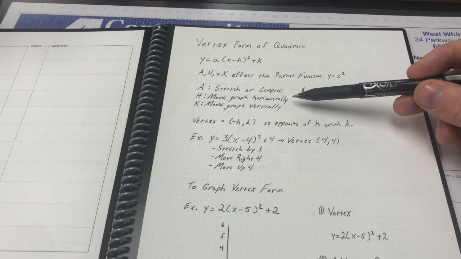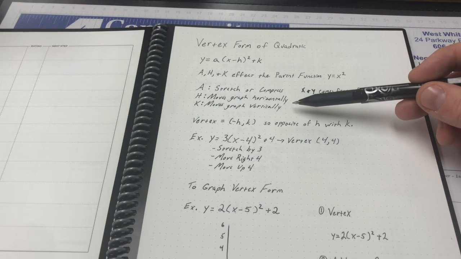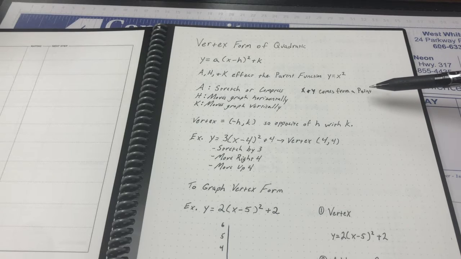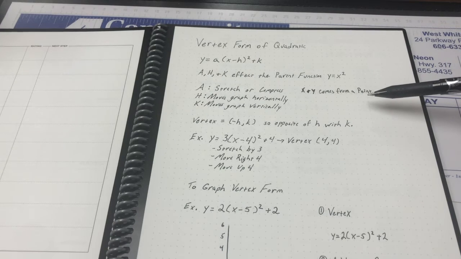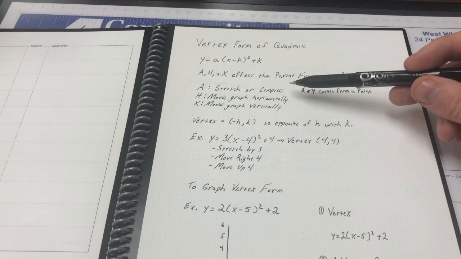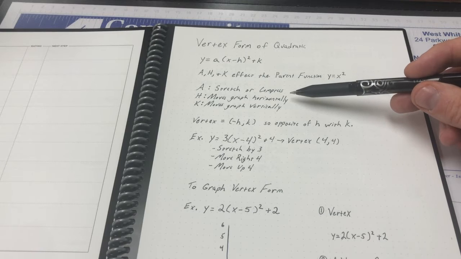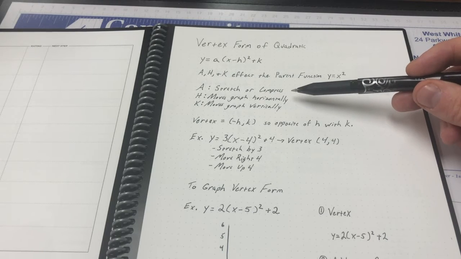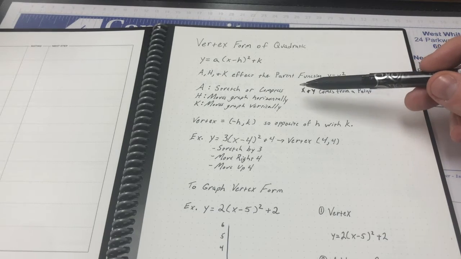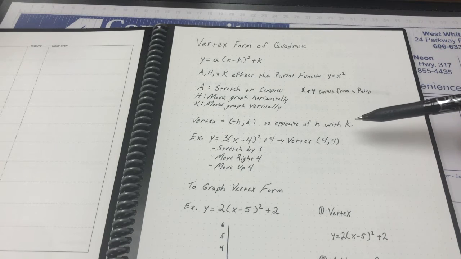Your h will move it horizontally, so that will move it left and right. k will move it vertically up and down. And then the x and y in your equation come from another point that falls on the graph of the parabola that you're graphing. Going back to your a, if a is a negative number, it will also reflect the parent function as well.